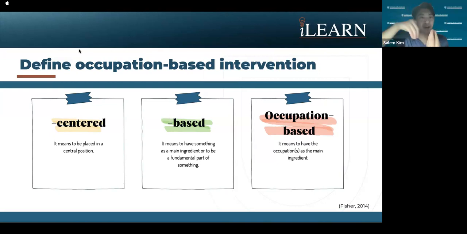So we're using different types of occupation or occupation-based interventions to help our client to either restore some of the functions or to prevent some of the dysfunctions as well. And this concept is going to be really important in terms of the definition when we keep emphasizing or promoting the use of occupation-based interventions in hand therapy.